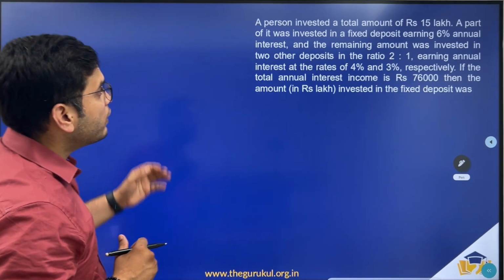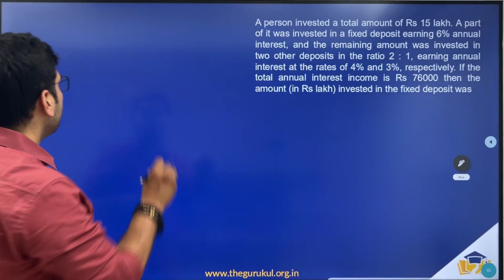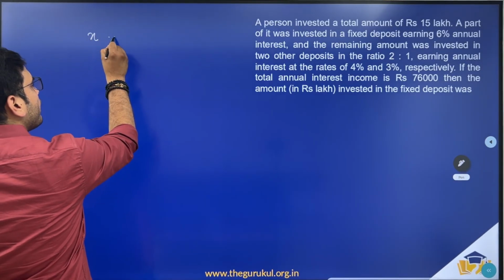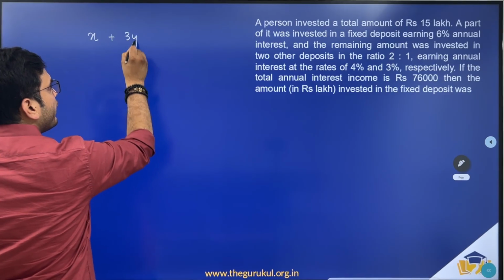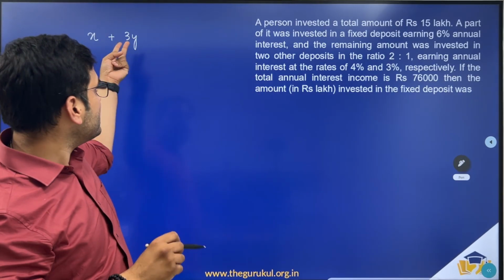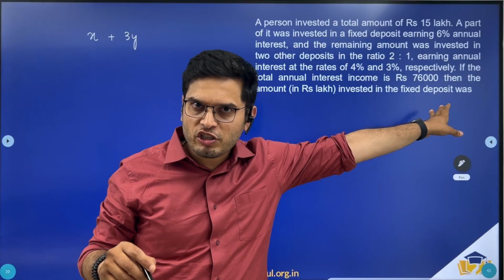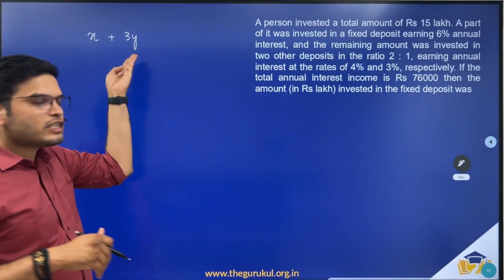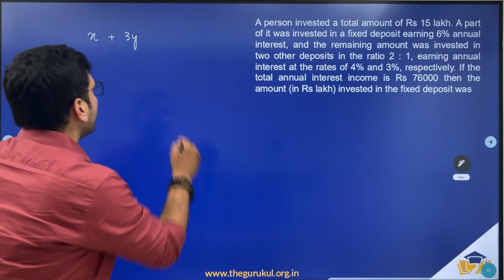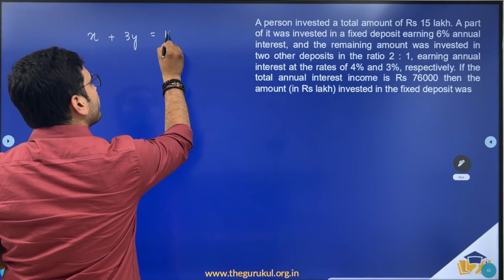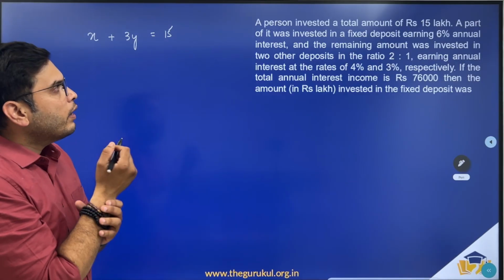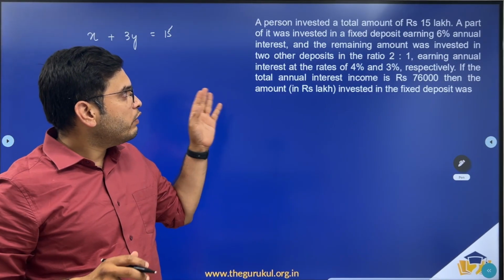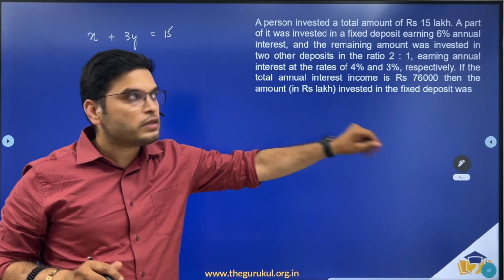Now let me consider the amount deposited in the fixed deposit be x, and let the remaining amount be 3y. Now why did I consider this as 3y? Because I know that this should be split in the ratio 2:1. So you will be having a total of 3 parts. So instead of considering that as y, I have considered that to be 3y, and this is given to be 15 lakhs.